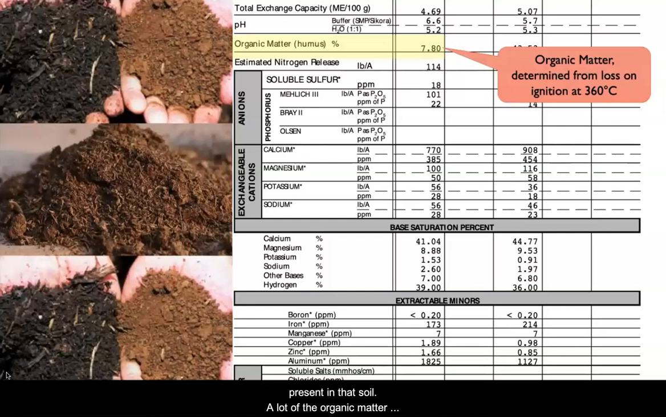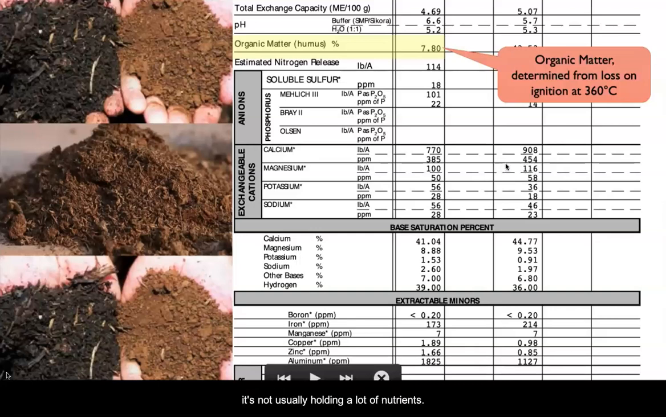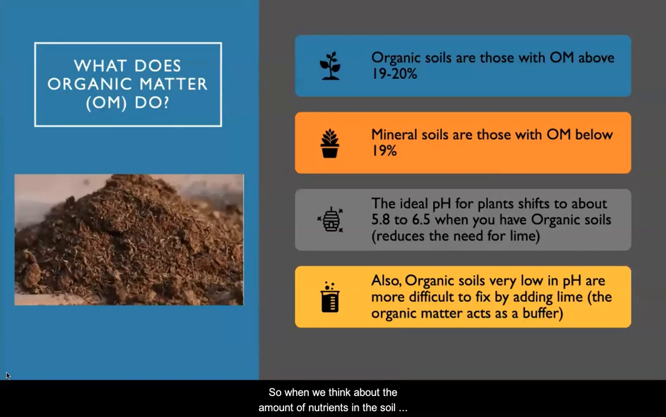A lot of the organic matter that you encounter in Alaska is probably going to be either a mix of peat in the soil, or a little bit of woody debris that's broken down from previous forests and things like that. We do have areas that are fairly high in organic matter, but it's not usually holding a lot of nutrients. So when we think about the amount of nutrients in the soil, organic matter is not always an indicator of there being lots of nutrients.